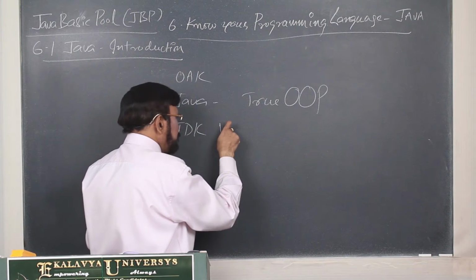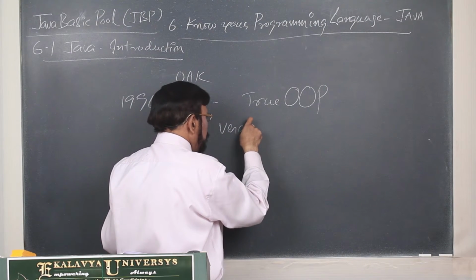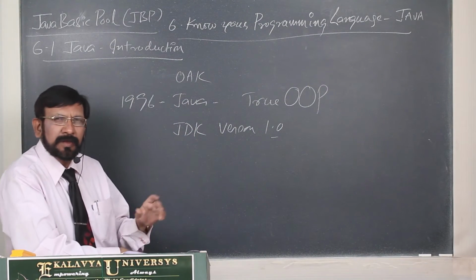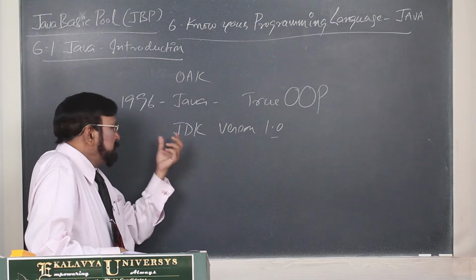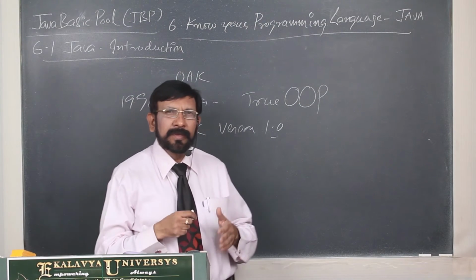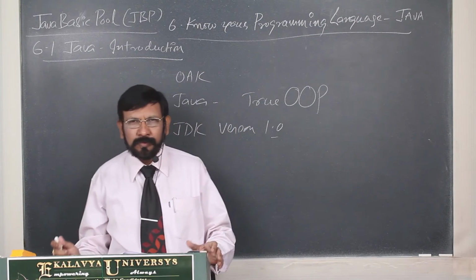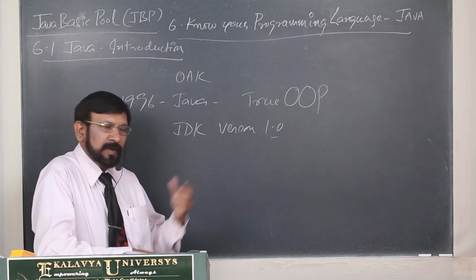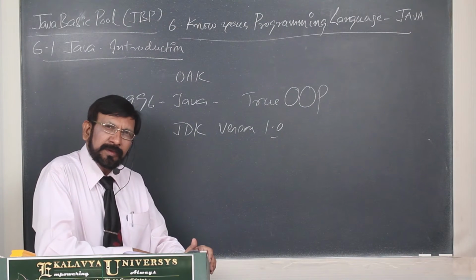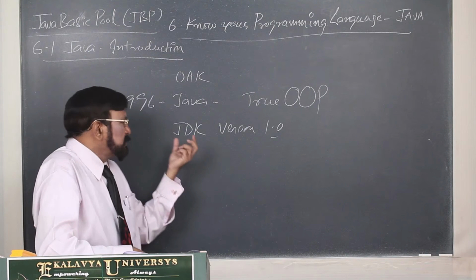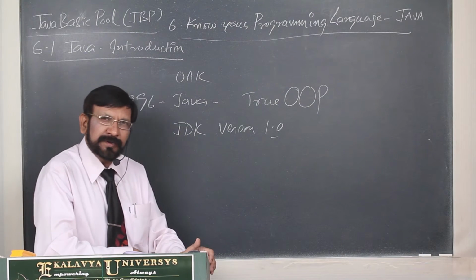It was released with JDK version 1.0. The first version is named 1.0. And what is JDK? JDK is the Java Development Kit. It provides a set of tools for developing Java programs. In order to develop Java programs, first you have to install the Java Development Kit.